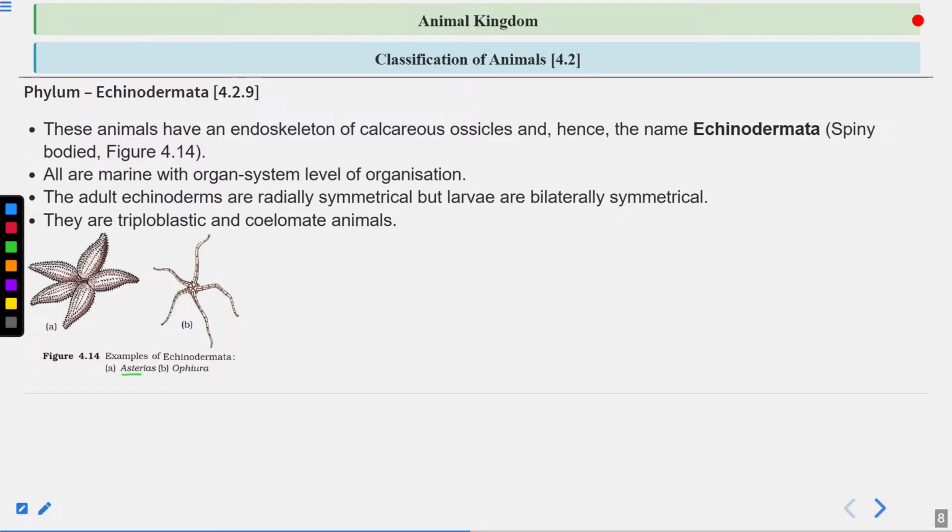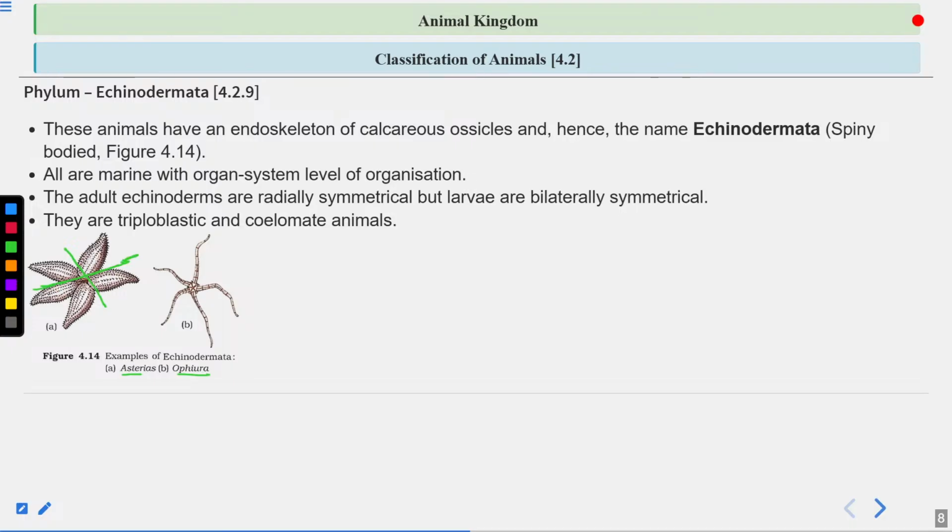This is Asterias and Ophiura. They have radial symmetry. The adult form has radial symmetry. So their body can be divided into two equal halves by any plane passing through the central axis. So this is the central axis. Their body can be divided into two halves by any plane which is passing through the central axis. So you will pass the line through the central axis.